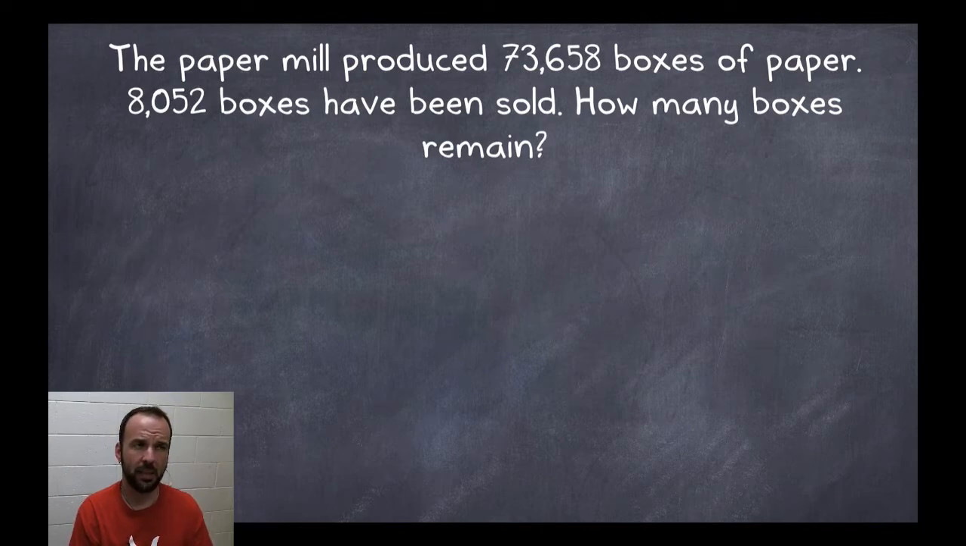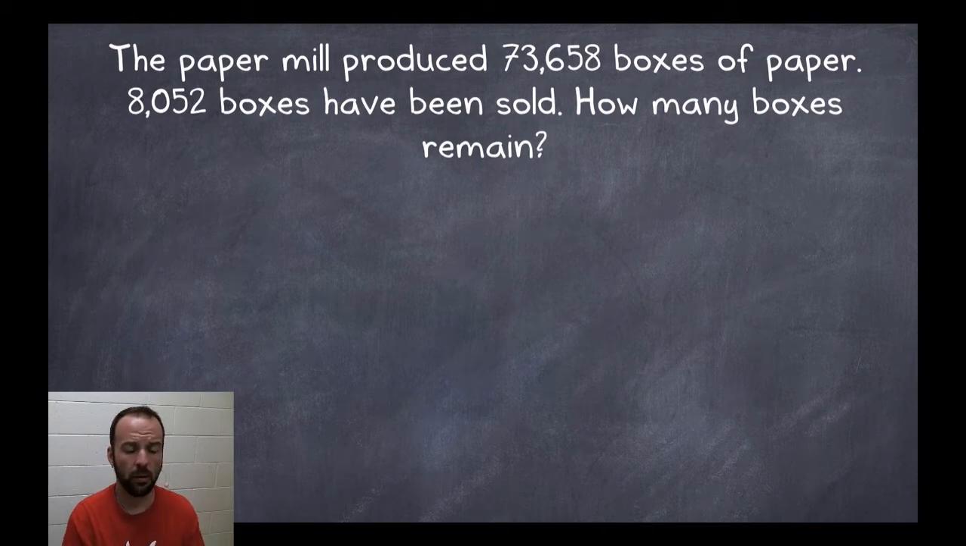With this, I think the tape diagram really comes in handy because it helps me to visualize what it is that the problem is asking me to do. It helps me map it out so I know exactly what I'm subtracting and why I'm subtracting it. So let's go ahead and read the problem together, and then we'll get to work using some of the strategies that we've used to solve this problem. So this problem says the paper mill produced 73,658 boxes of paper. That's a lot of paper. 8,052 boxes have been sold, so they want to know how many boxes remain, okay?